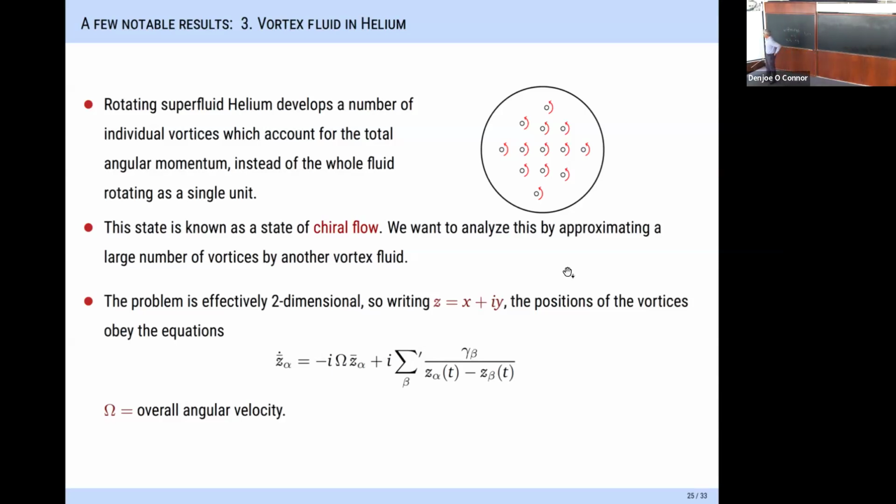I'm going to tell you a little bit more. The problem is effectively two-dimensional because of the vortices. You're looking at the transverse cross-section mostly. So use complex variables for the positions. And here are the equations of motion of the vortices, how they move around. If there is an overall angular velocity, that's this capital omega, that's for the whole system working together. And then here is a vortex-vortex type interaction: positions, difference of positions with some strength, this is constant, and a sum over all vortices. So those are the equations for a bunch of vortices interacting in just ordinary fluid dynamics.